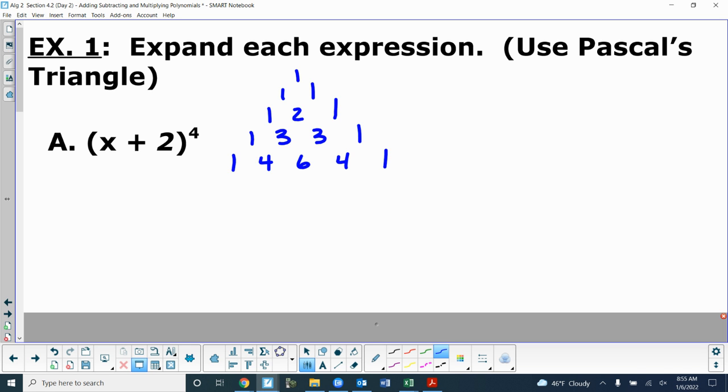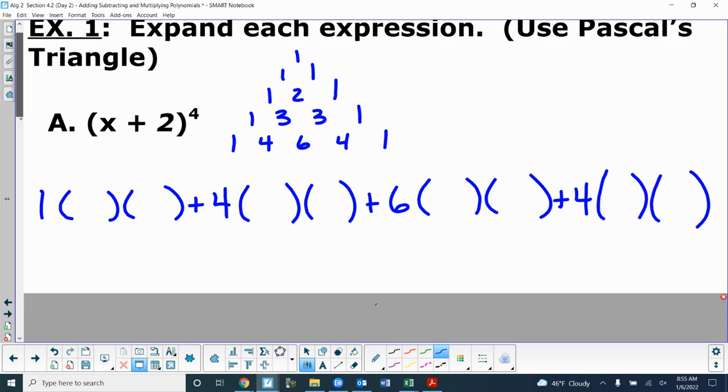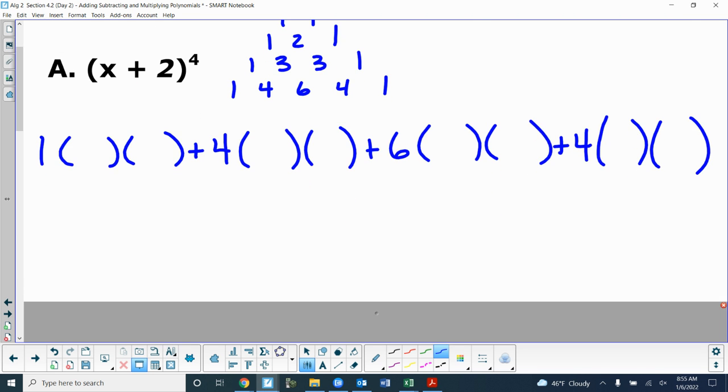So here's what we do. I'm going to go 1 and make 2 sets of parentheses. Plus 4, make 2 sets of parentheses. Plus 6, and make 2 sets. It's always plus also. We might get pluses and minuses as we go, but I always do plus to start. And then I've got to add one more. I run out of room, but I want to make it big enough so you can see. So down here, I'm going to have a plus 1 again.